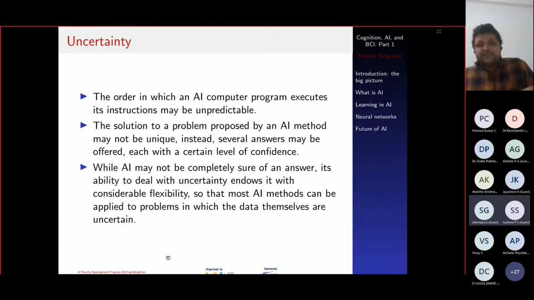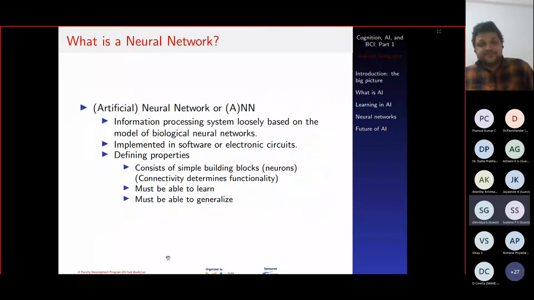But the order in which the AI program executes instructions can always be unpredictable. The solution to the problem proposed by an AI method may not be unique. Instead, several answers may be offered, each with a certain level of confidence. While AI may not be completely sure of the answer, its ability to deal with uncertainty endows it with considerable flexibility, so that most AI methods can be applied to problems in which the data themselves are uncertain. And that's why we are pushing AI more and more out there in the world, to handle some of these uncertain problems without having a human being look over everything all the time.